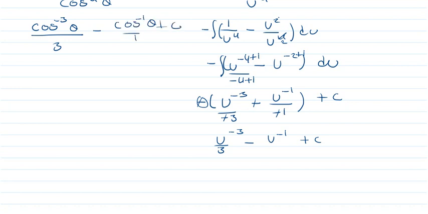So we take the cos down, so we're going to have 1 over 3 cos cubed theta minus 1 over cos theta plus c. This is our final integral.